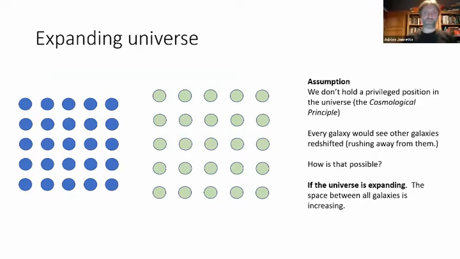I'm going to try and demonstrate how it's possible for every other galaxy to be moving away from you and for everybody to have the same view. So here you've got some galaxies, some little circles, okay? And as time passes, all the galaxies just move further away from each other. So the amount of space increases.